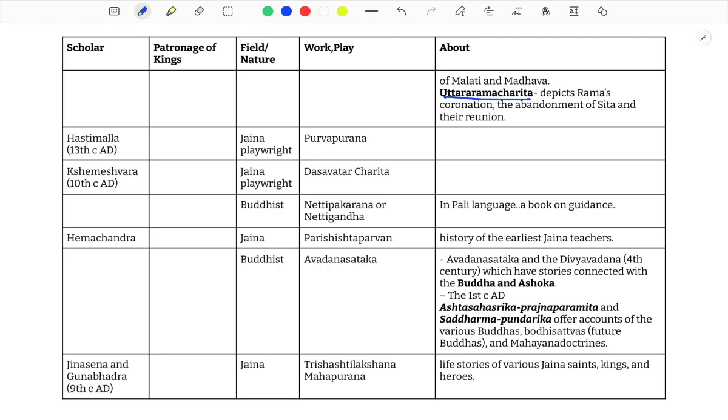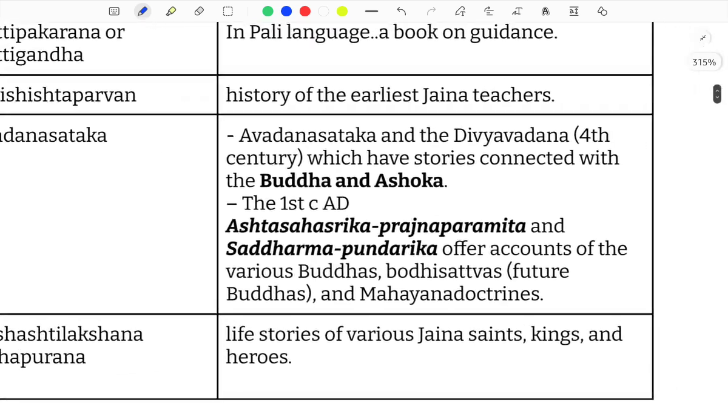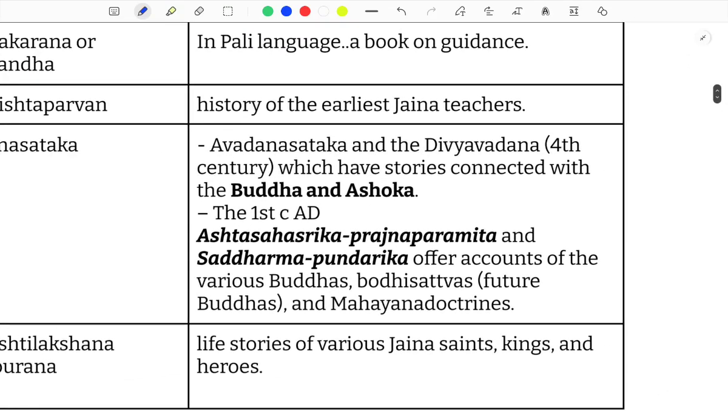Now Neti Pakran, Neti Gandha, I think we already covered these things in our set number 1, in the Buddhist literature. Neti Gandha, Neti Pakrana in Pali language, this is a book on guidance. Hemachandra, a Jaina. Parishishta Parvan, history of the earliest Jaina teachers. Then Avdana Shataka, a Buddhist text. Avdana Shataka and Divyavdanas, which have stories concerned with the Buddha and Ashoka, 1st century AD.